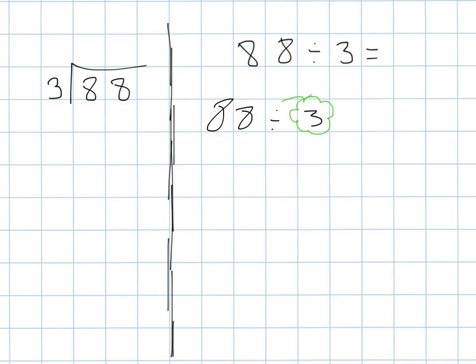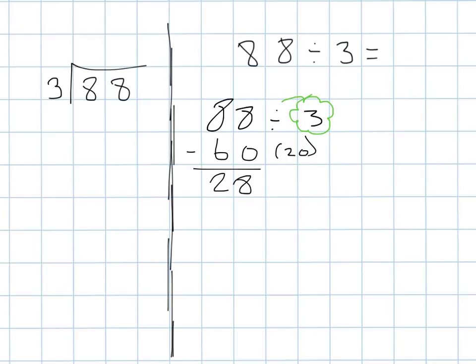And I think to myself, how many lots of 3 can I get from 88? I use my times tables and I can manipulate them by times by 10. I can get rid of 60, which is 20 lots of 3. And if I take 60 away from 88, I'll have 28 left over.